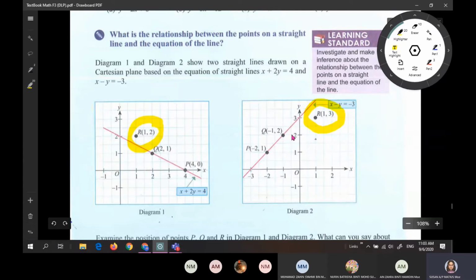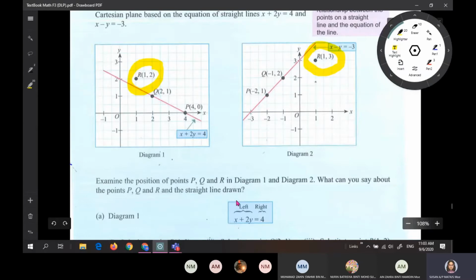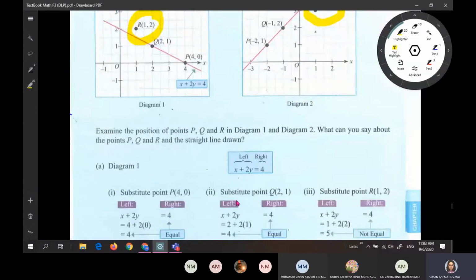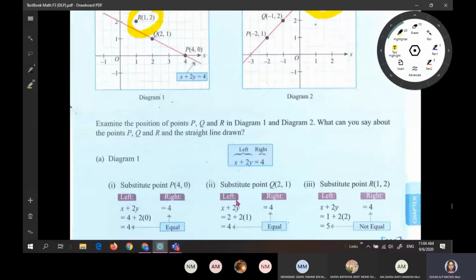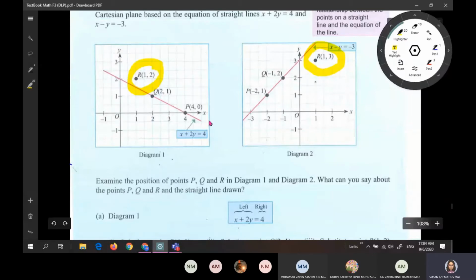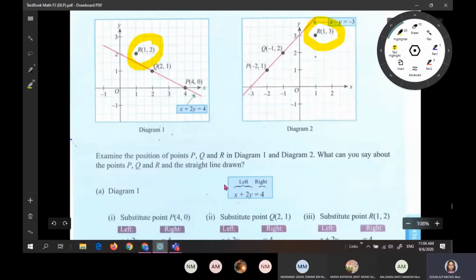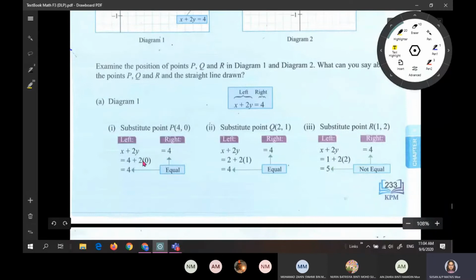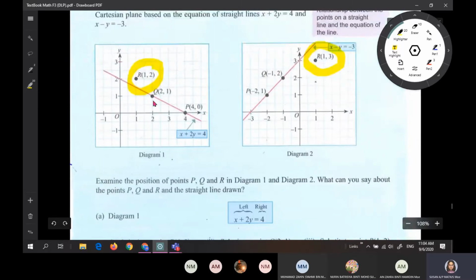From the position of points P, Q and R, we are going to focus on what happens when we substitute the coordinates of point P into the equation. When you substitute into the equation, the left hand solution and the right hand solution will be the same. When they are the same, it means the point is on the line.